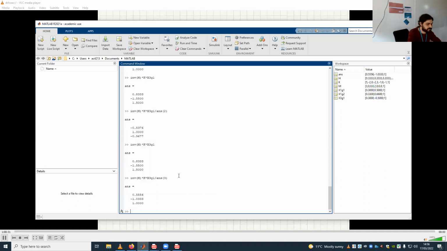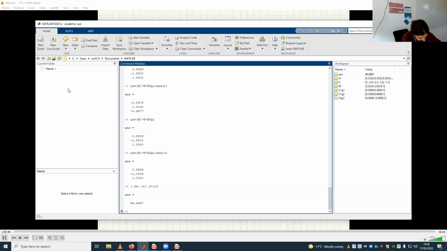And the error was here, this one. So the error is 56. And the previous one was 0.3 divided by 0.3, 86%. Ooh. You see, we are far away. Probably my guess wasn't very good.